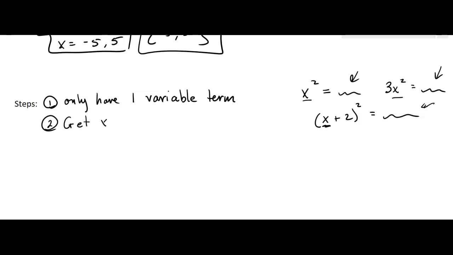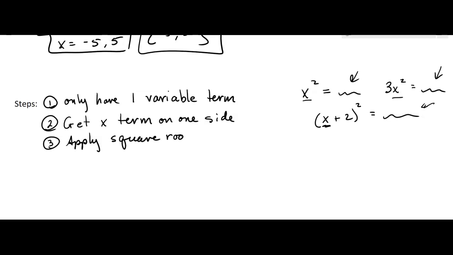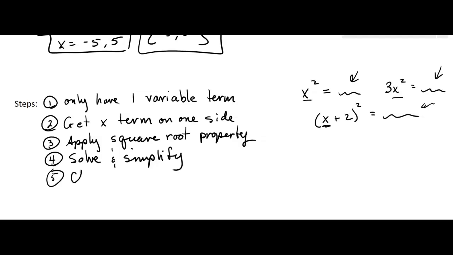Get the x term, and there's going to be some square involved on one side. Apply the square root principle. Take the square root of both sides. Property. I keep saying principle, but it doesn't matter. They use those interchangeably. And then you're going to solve and simplify. And then finally, you can check the answer.